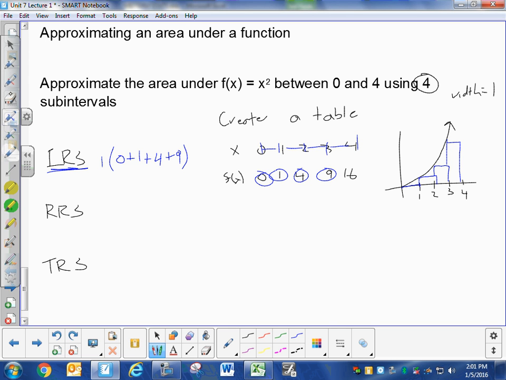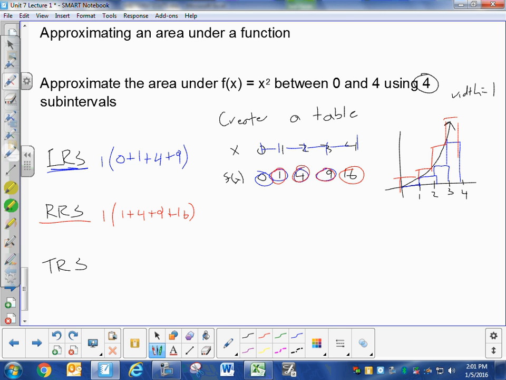If I had a right Riemann sum, well, from 0 to 1, I'd use the height of 1. 1 to 2, I'd use the height of 4. 2 to 3, 9. 3 to 4, 16. Okay, so I'd have here, here, here, and 16 up there. Those being my rectangles. So we can say, okay, consistent width of 1, heights of 1, 4, 9, 16.